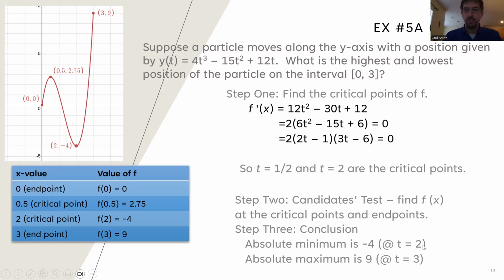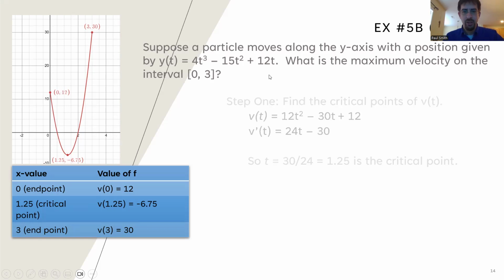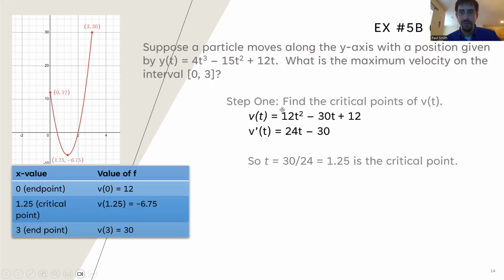Last part here, part B, same function. The particle has a position 4t cubed minus 15t squared plus 12t. What's the maximum velocity? So what is it that you think you do when you find maximum velocity? Well, you need to find the maximum of the velocity function, right? So we actually need to find velocity. Critical points will be helpful as well.